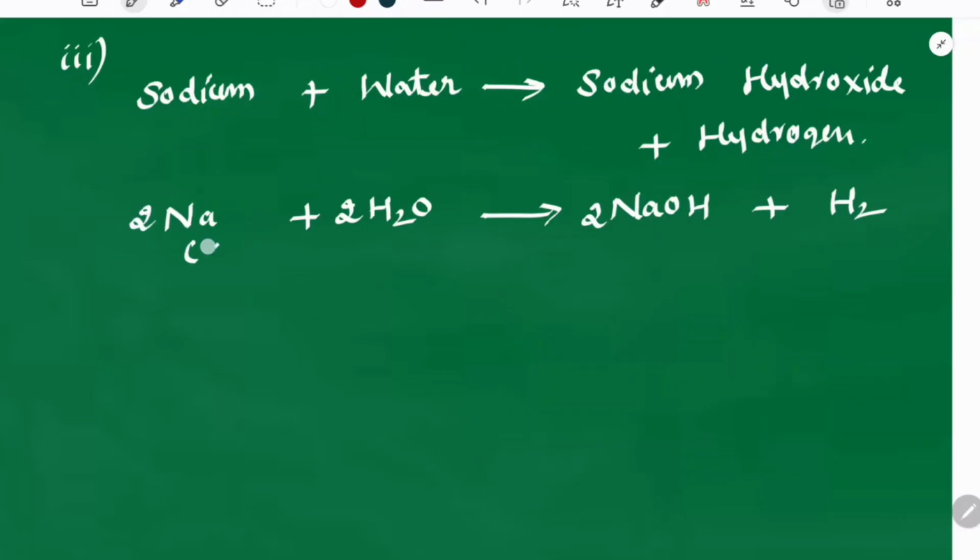So you can multiply with 2. Next, this is solid, this is liquid, this is aqueous, this is gas. This is a gas. So the equation is balanced. Okay, this is about the second question. The 3 sub questions they gave are based on the skeleton equation, so we are writing balanced chemical equations.